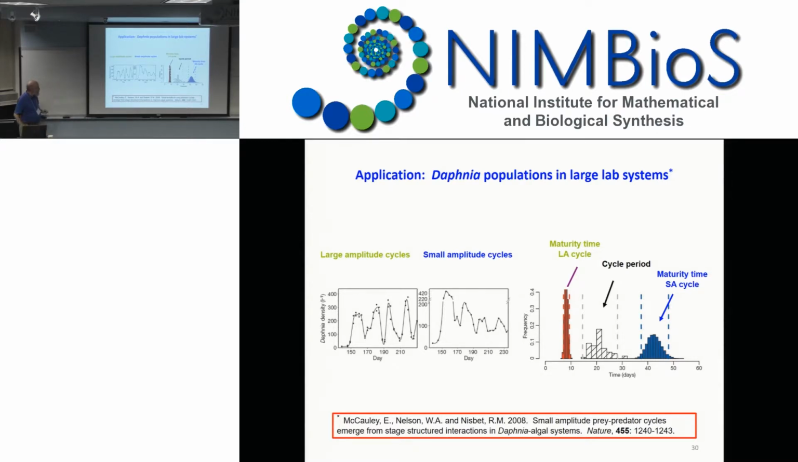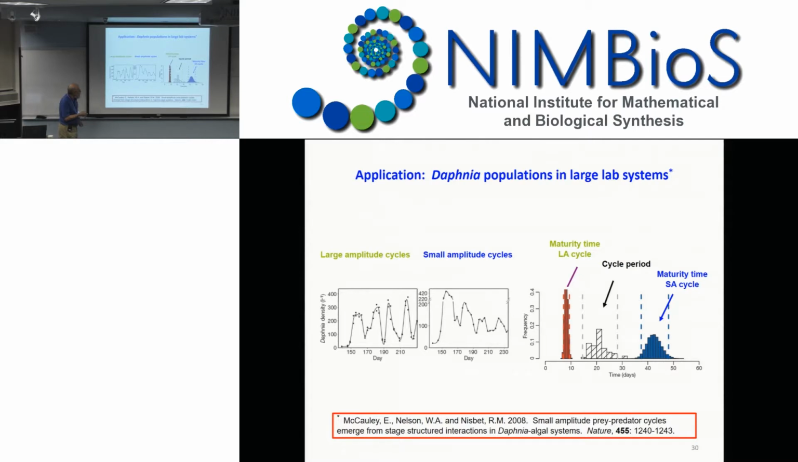This was some work in the lab of Ed McCauley a bit over 10 years ago. He did a bunch of experiments in large tanks on Daphnia and discovered evidence of two different attractors. The population either settled into what we called large amplitude cycles, which are just like the prey-predator cycles in the Rosenzweig-MacArthur model that Angie mentioned, or you got a very different type of population cycle that had a small amplitude.